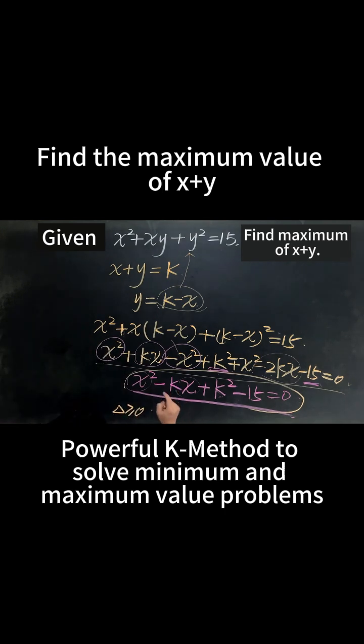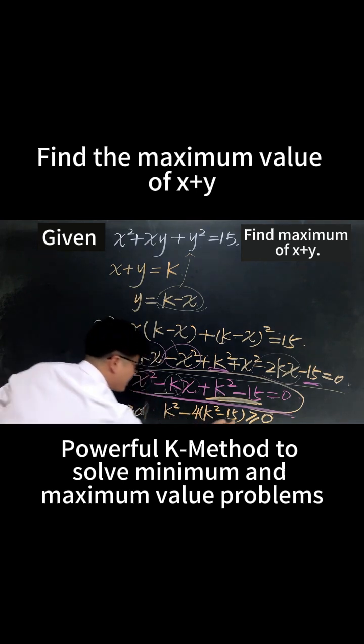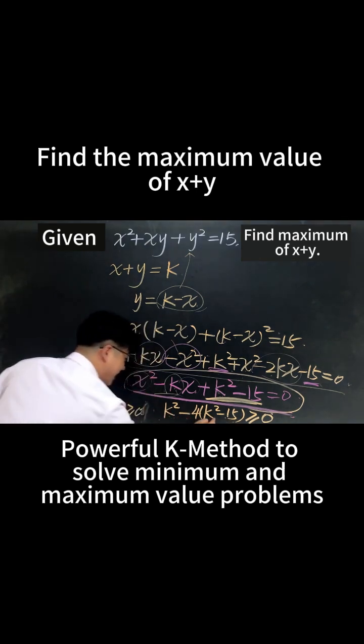Everyone, what is its discriminant? Isn't it b squared minus 4ac? Isn't this b? So b squared is k squared, right? Minus 4 times a c. What is ac? Isn't ac just k squared minus 15? The constant term is k squared minus 15. So the discriminant is k squared minus 4 times k squared minus 15. And it needs to be greater than or equal to 0, right? The value of delta has to be greater than or equal to 0.